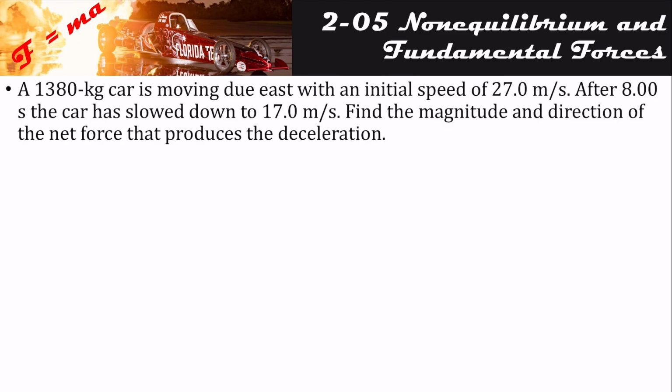Let's say a 1,380 kilogram car is moving due east with an initial speed of 27 meters per second. After 8 seconds, the car has slowed down to 17 meters per second. Find the magnitude and direction of the net force that produces the deceleration. All right, so here's my car. We've got some normal force on this car. It has some weight on the car.